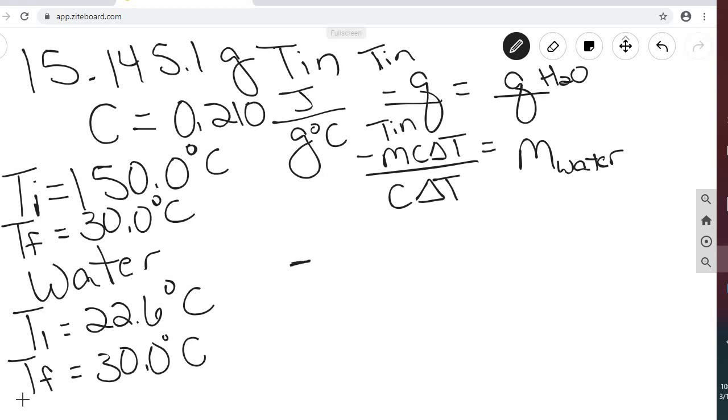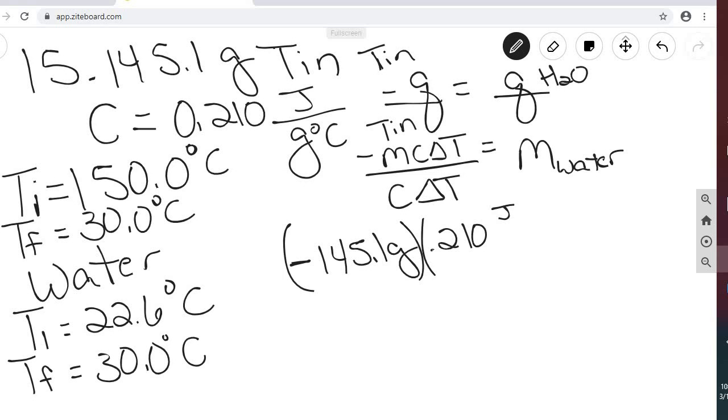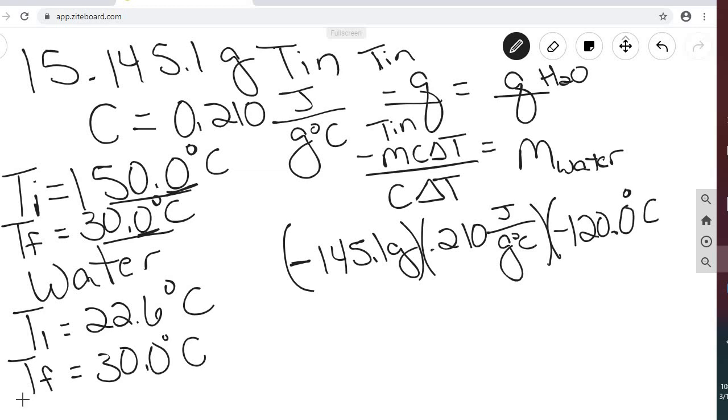Okay, so negative, the mass of the tin was 145.1 grams. The C for tin we are given as 0.210 joules over grams degrees C. And then delta T for the tin will be TF minus TI. So it's going to be 30 minus 150, which would be negative 120. And we go out to the tens place since we're adding and we're subtracting. 120.0 degrees C will be delta T for the tin.